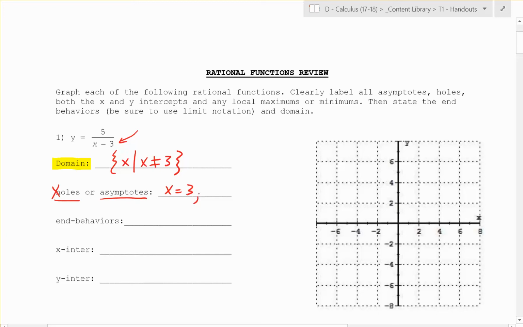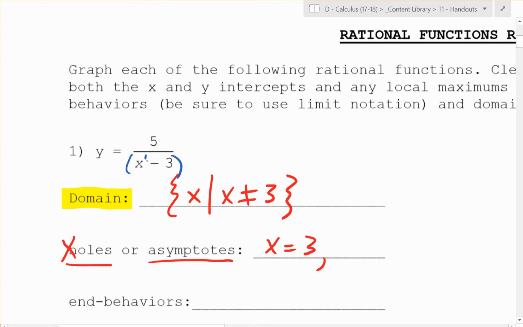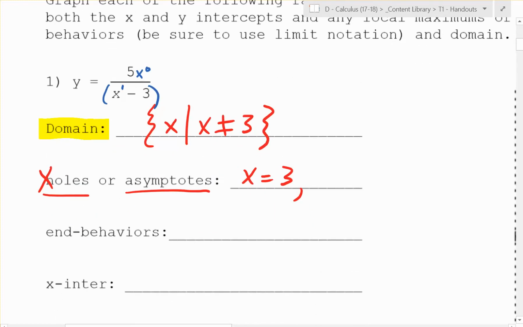But then you need to look at, and really you should do end behaviors first to find horizontal asymptotes. But here's a shortcut. If the degree of the top is less than the degree of the bottom, so the degree of the denominator is 1, the power of x is 1. Now there is no x up there, which really just means it's x to the 0. If the degree on the bottom, the denominator, is greater than the degree on top, then the horizontal asymptote is always going to be y equals 0.